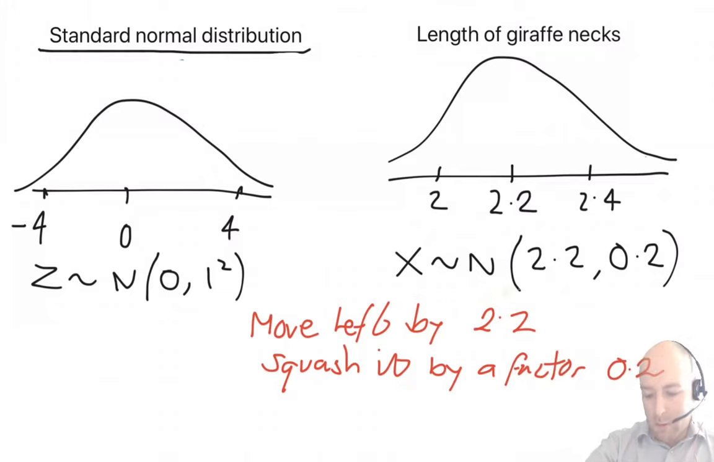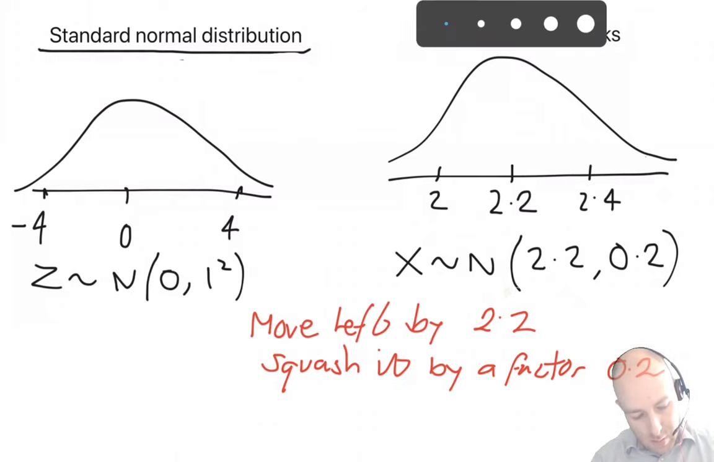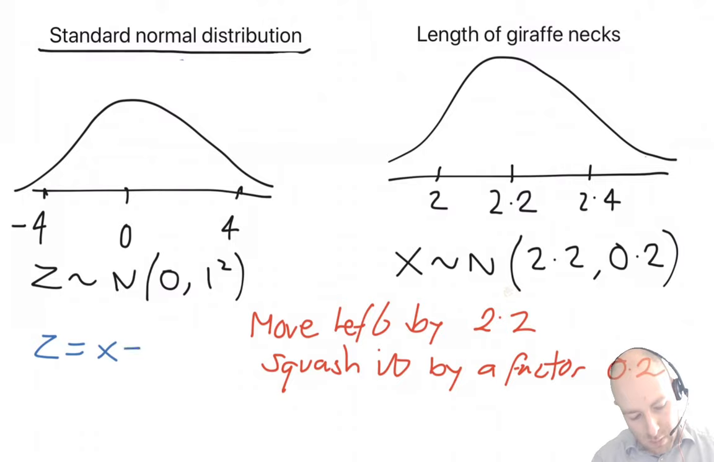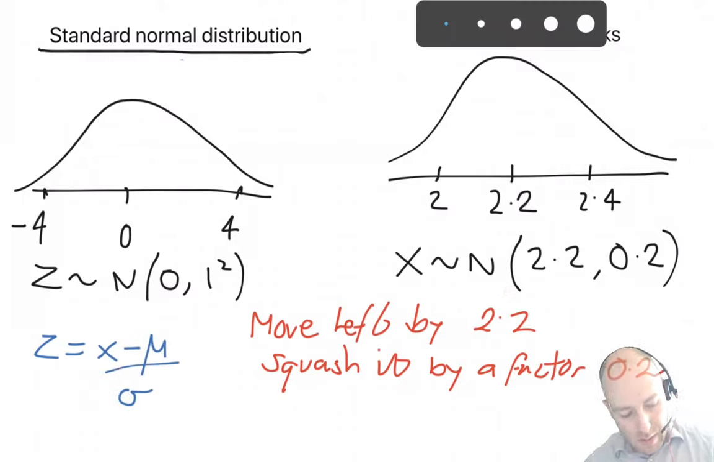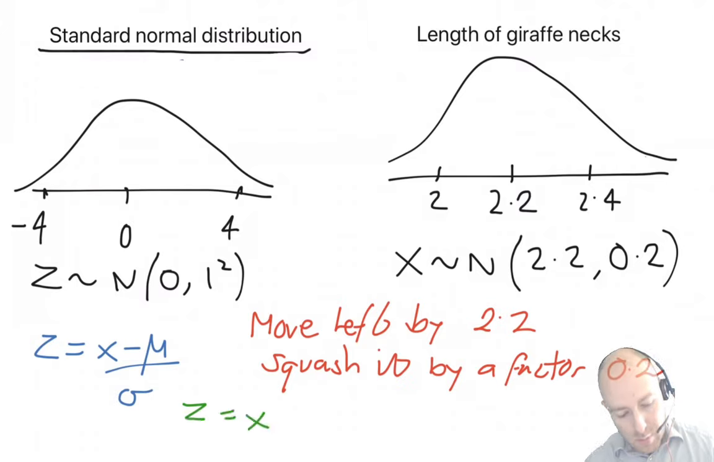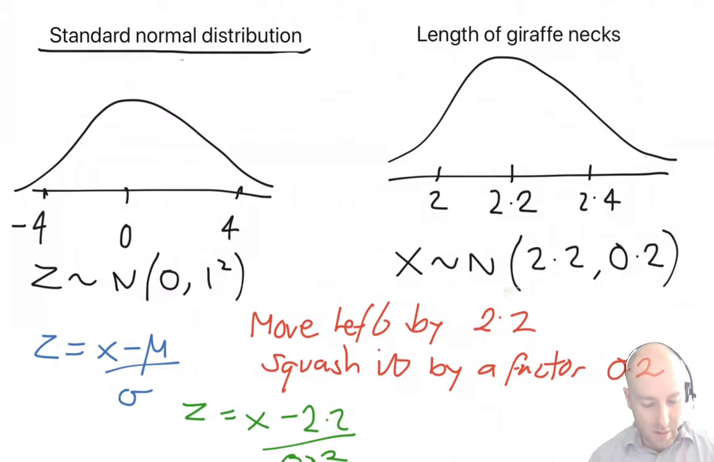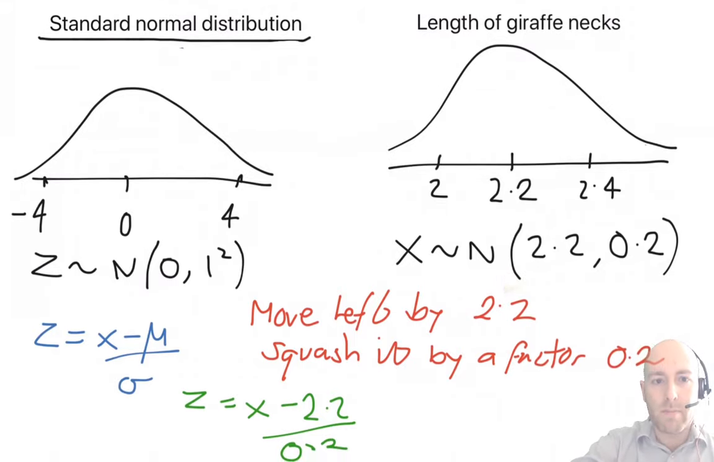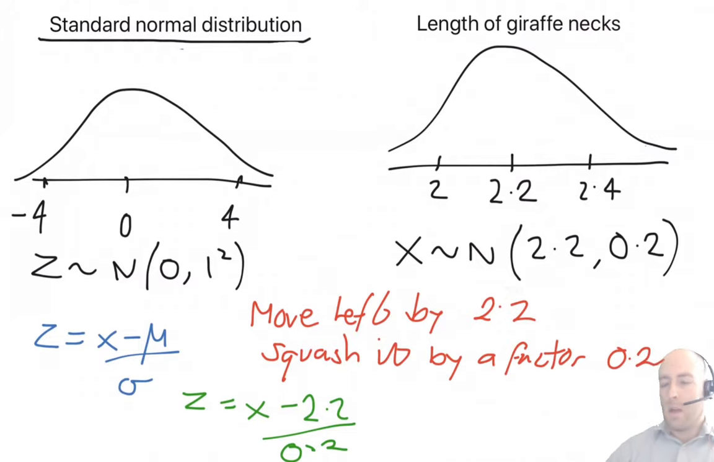And that's where our equation comes from. We would get z equals x minus mu over sigma, which in this case specifically would be z equals x minus 2.2 divided by... There's still not enough room on this screen, sorry. There you go. Cool. All right, does anyone have any questions on that so far?